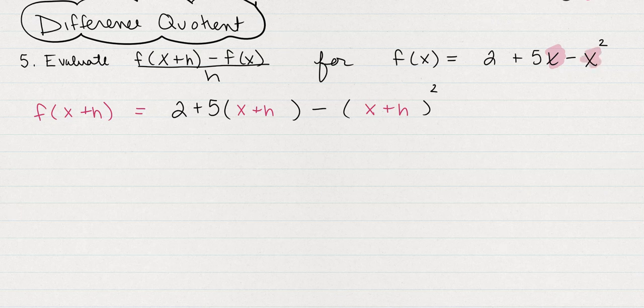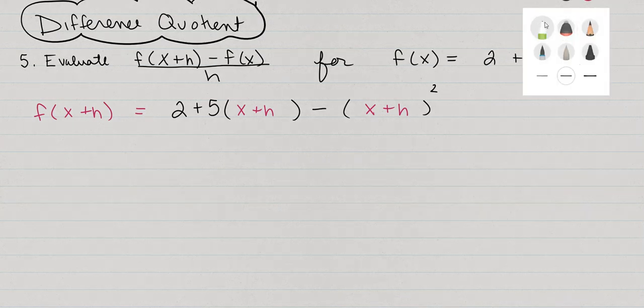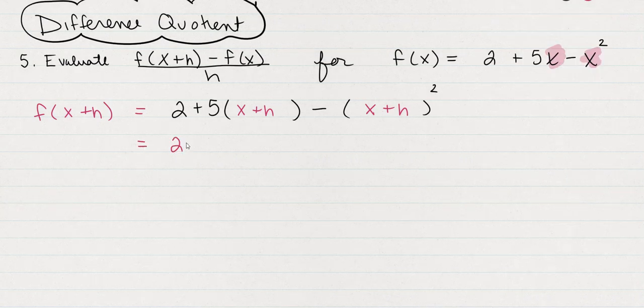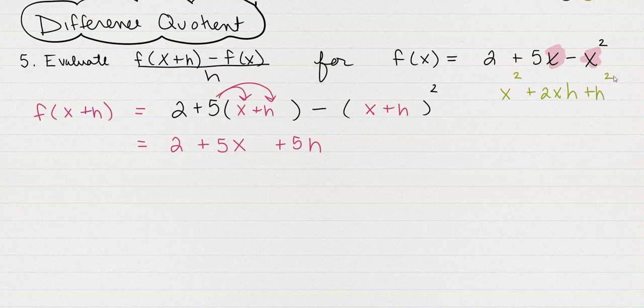You've got to get to where you can do that distributing and multiplying out easily but accurately every time. I'm going to distribute the 5. I've got to be really careful with this x plus h squared. So this x plus h squared, by using the pattern, it's x squared plus 2xh plus h squared. I've done that by knowing that pattern.